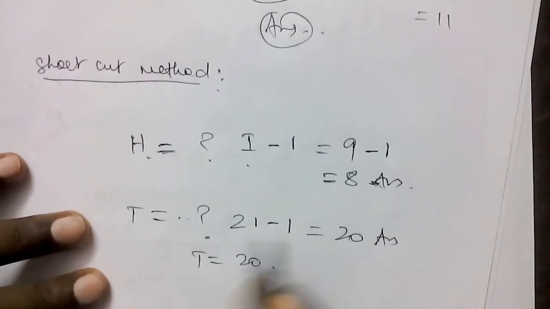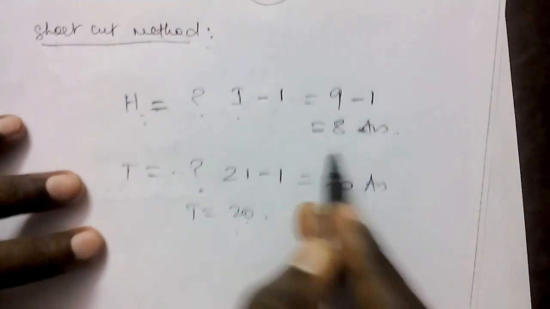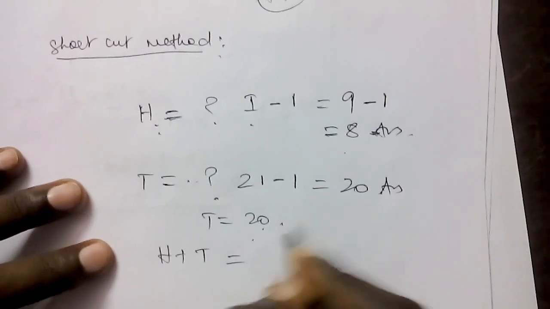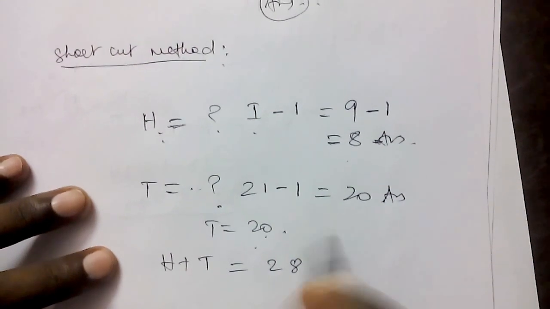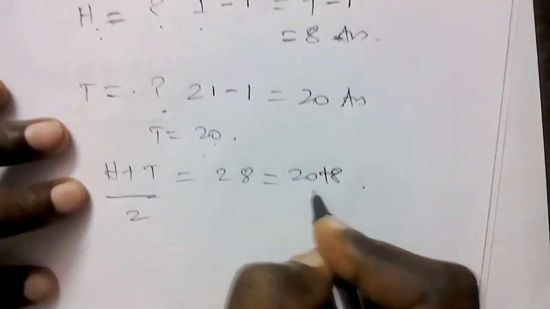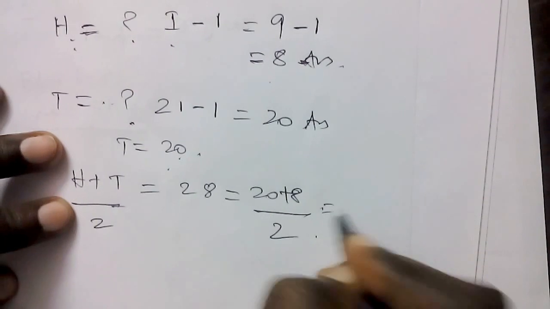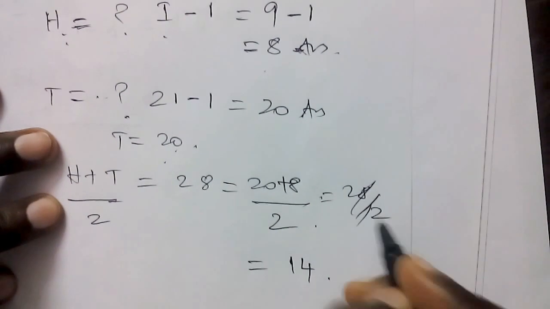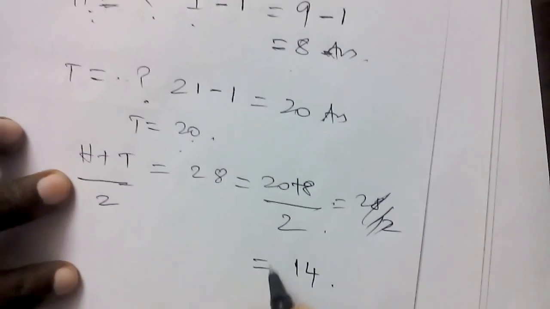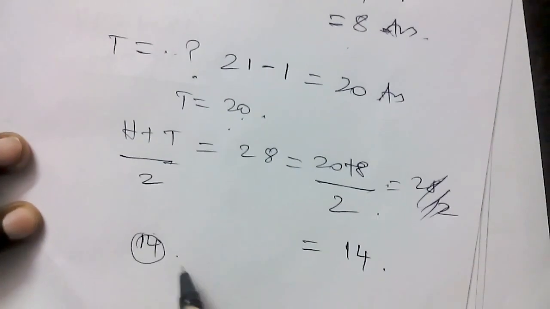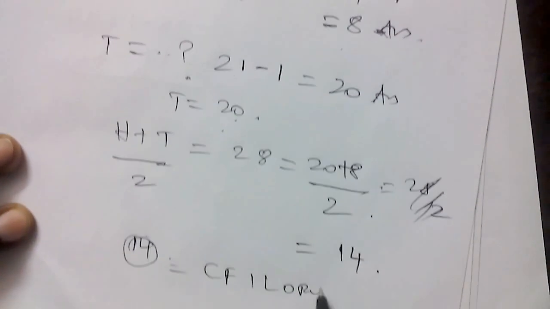So we have found the numbers for H and T: 20 and 8. We need to add H and T, so 20 plus 8 becomes 28, and divide by 2, that is the average. 28 divided by 2 is equal to 14. Fourteen 2s are 28.